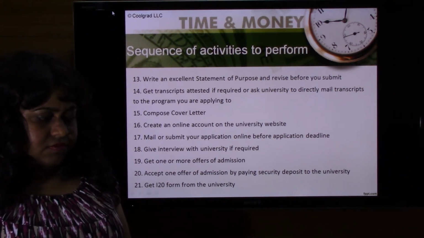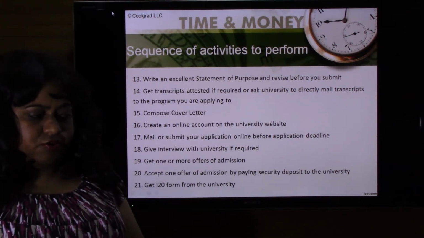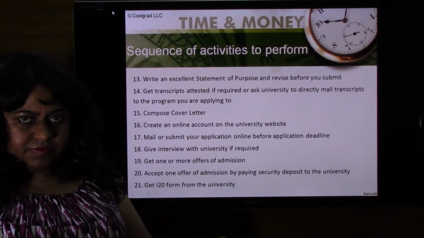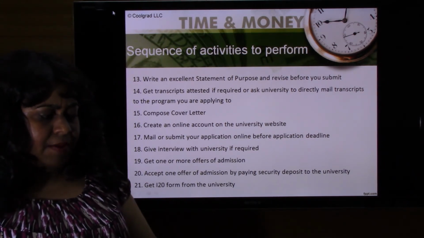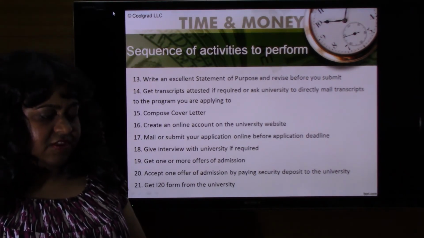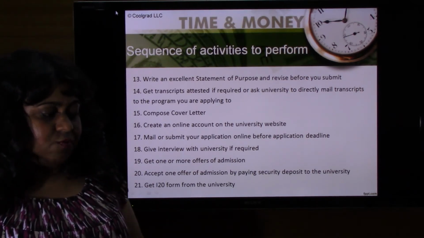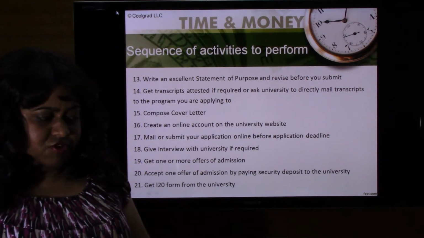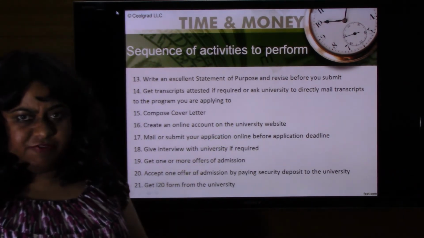And then compose your cover letter for the application package. Create an online account on the university website where you're applying. You'll get a student ID number and include that student ID number in all your application documents. Mail or submit your application before the application deadline, and give the interview with the university if required, and then get one or more offers of admission. Accept an offer of admission by paying security deposit to the university. Get an I-20 form from the university.